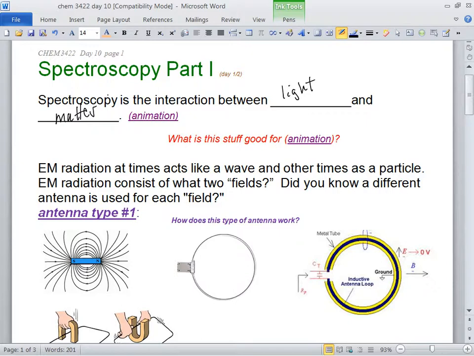No problemo. Do you see Robert? Robert's here. All right, so what is this stuff good for? Okay. Oh, we got to do the animation first. Spectroscopy, interaction between light and matter.